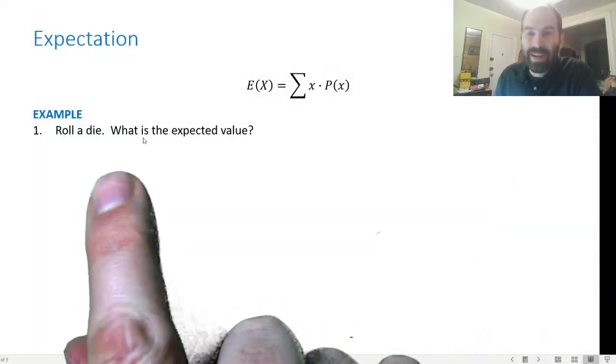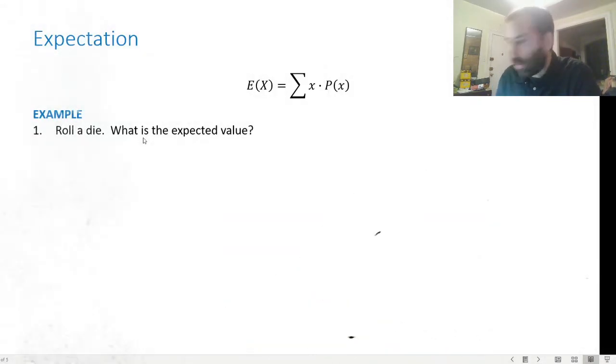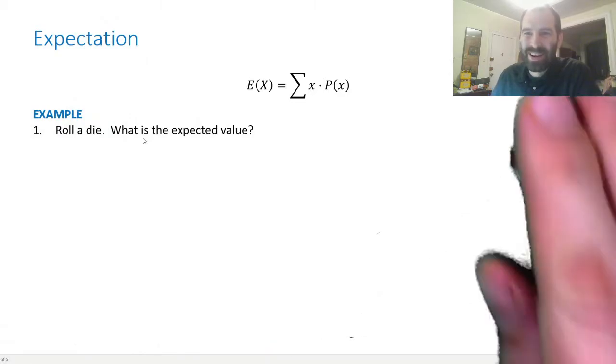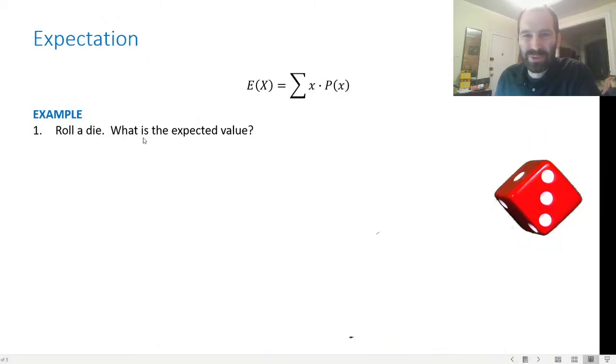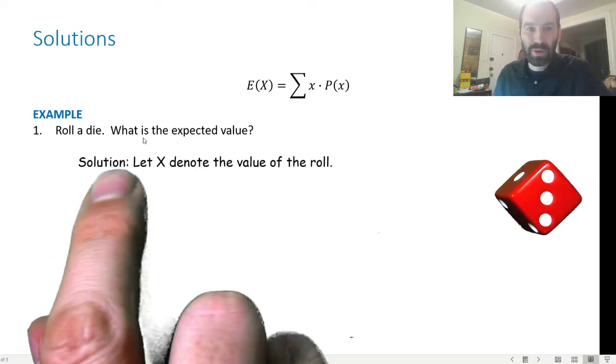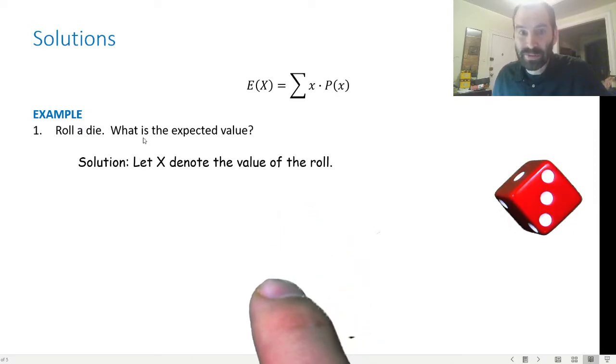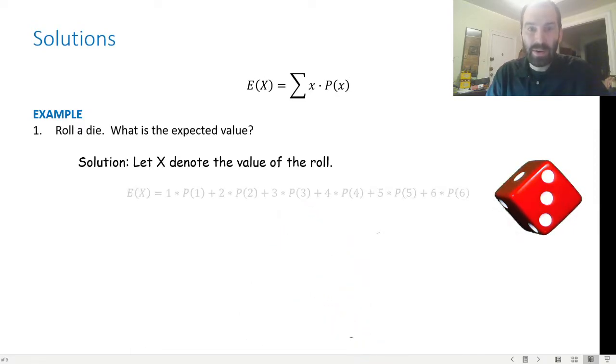Let's roll a die like I just did. What is the expected value of all these rolls? Here's what I would do. I would let x denote the value of the roll. Let's figure out what our random variable is first, and now let's go ahead and do this computation.